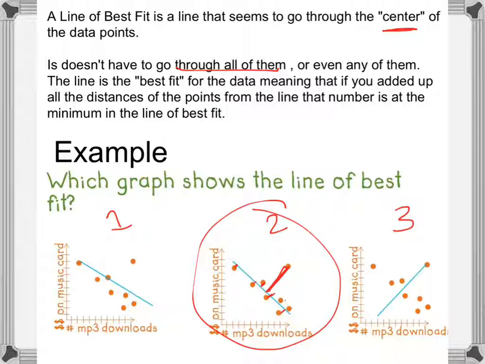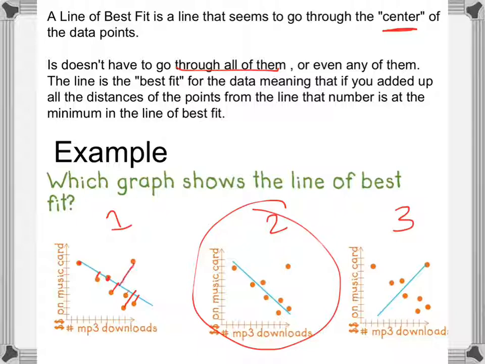Now, if I look at graph number 1, it does go through 2 points. Notice that in graph number 2, the line actually doesn't go through any of the points. Okay. A line of best fit doesn't necessarily go through any of the points. It may go through some points, but it may not. In number 1, it does appear to go through 2 points, this one and this one. But if I start looking at the distances, okay, yes, the distance between these 2 points in the line is 0 because they're right on the line. But look at these distances.